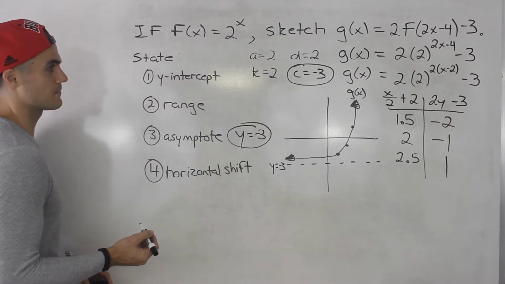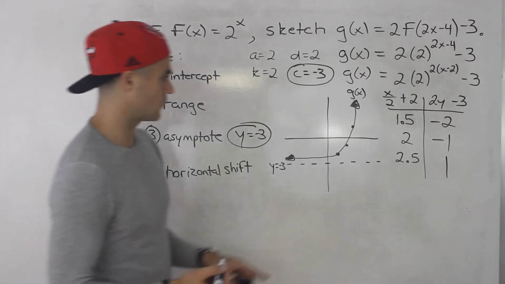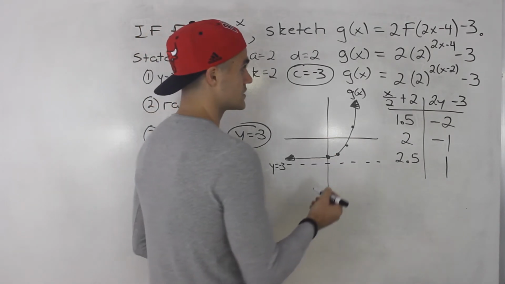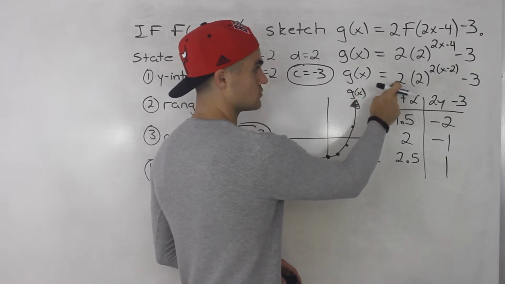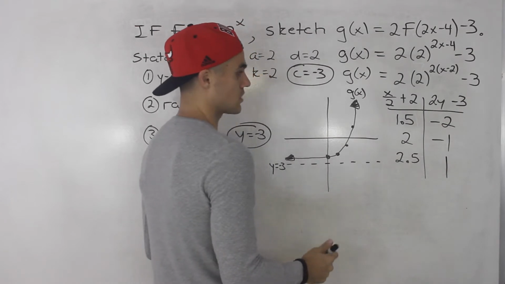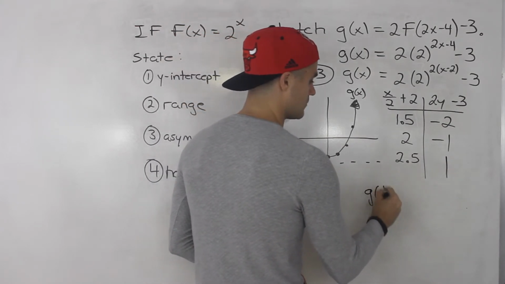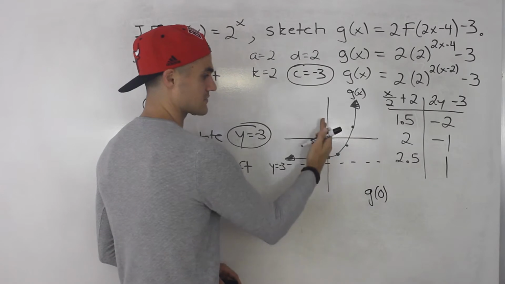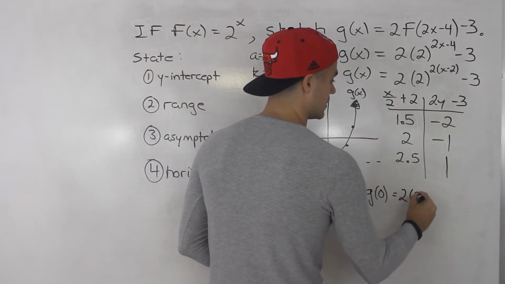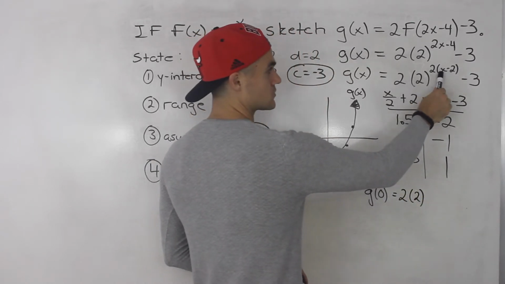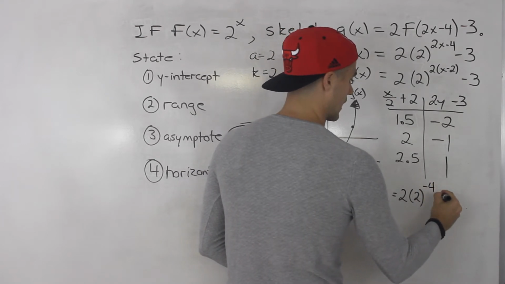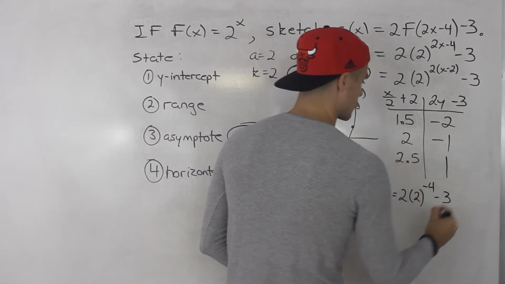So what's the y-intercept? Well, actually in this case, the y-intercept we don't have, so we're going to have to find it algebraically. So we know g of x is equal to 2 times 2 to the power of 2 bracket x minus 2, minus 3. So we would find g of 0, because at the y-intercept, the x value is going to be 0. So we would plug in 0 for x. So we'd have 2 times 2 to the power of 2 times 0 minus 2, which is negative 2, times 2 is negative 4. And this is going to be minus 3.